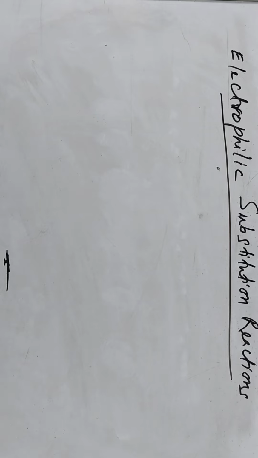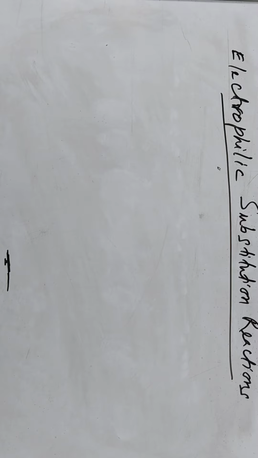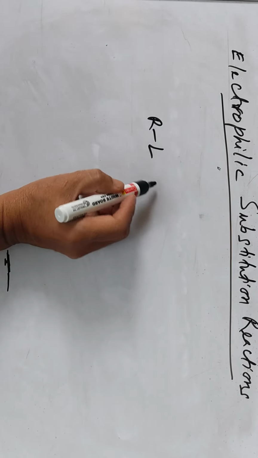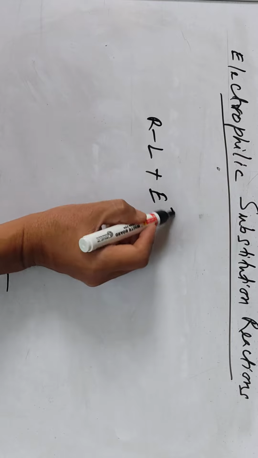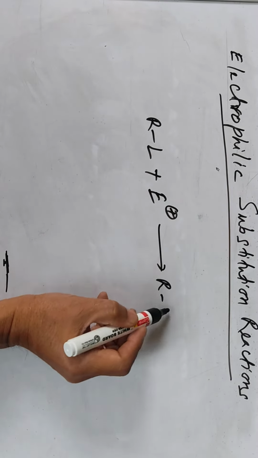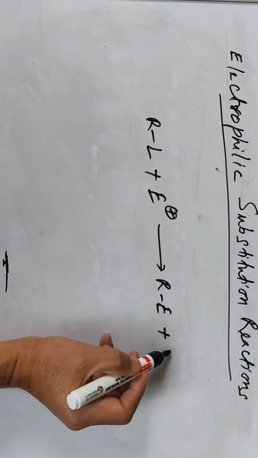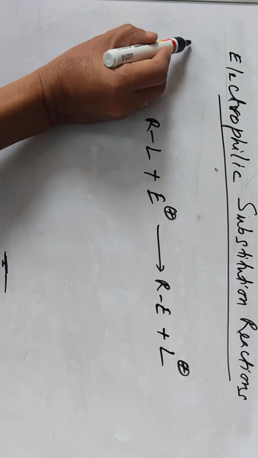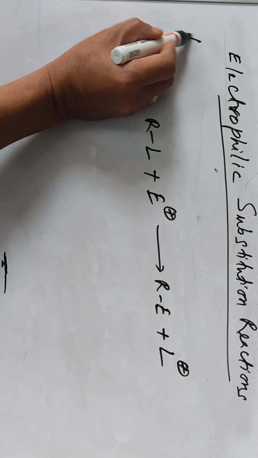Hello, today we'll take up the electrophilic substitution reactions. An electrophilic substitution reaction may be represented by R-L, where L is the leaving group and E is the electrophile, so the product will be R-E plus L positive charge.